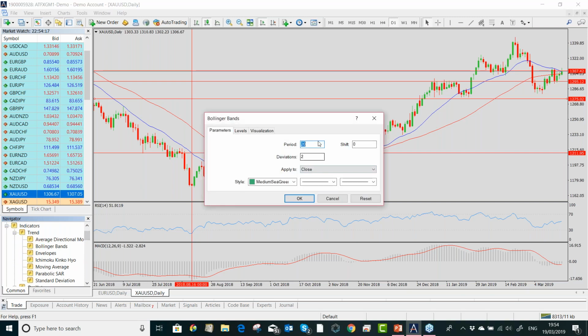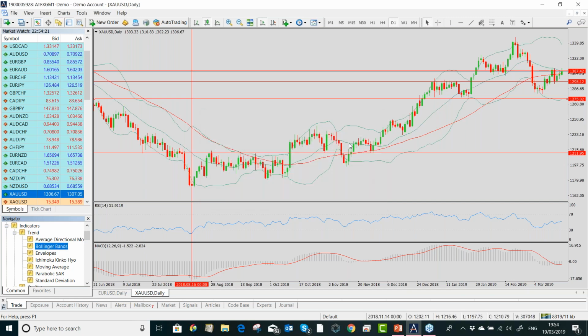Again, just for the purposes of this, I'm going to leave the standard settings there just to show you. And you can see here that Bollinger Bands can be used in various different ways. They can be used to determine trend versus range.